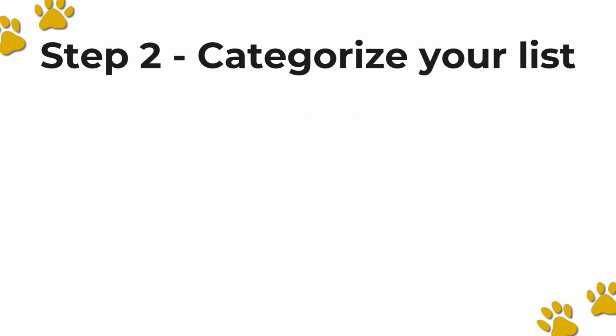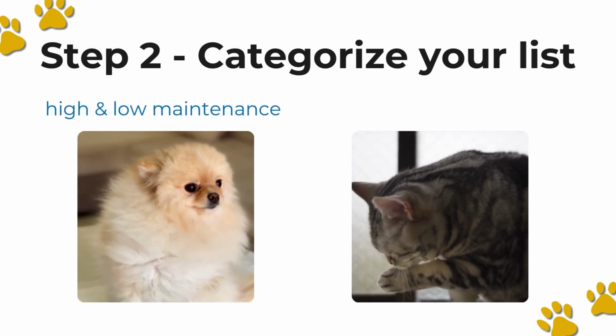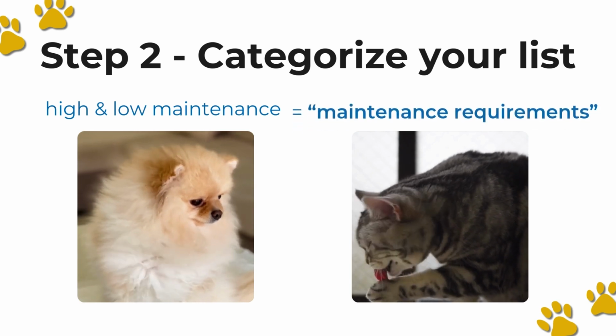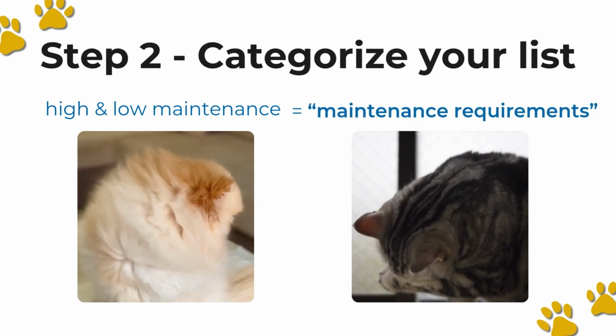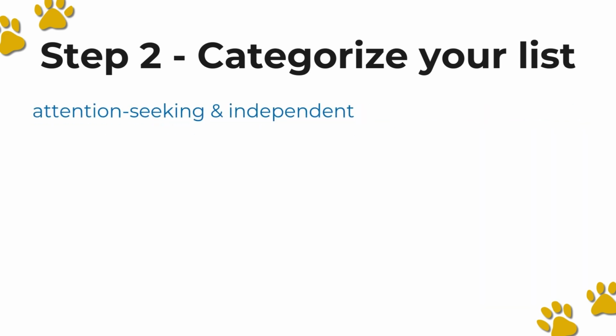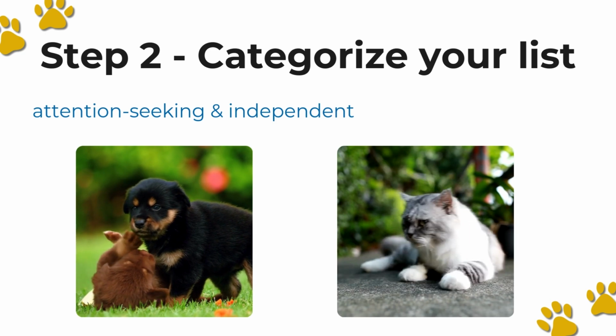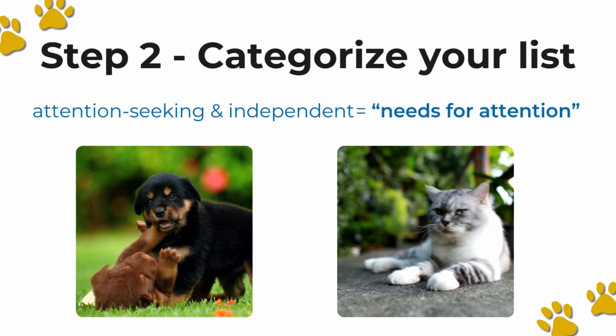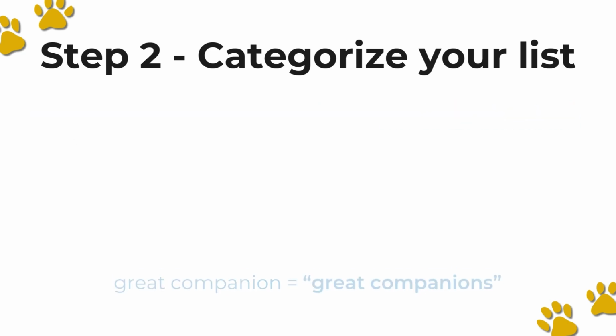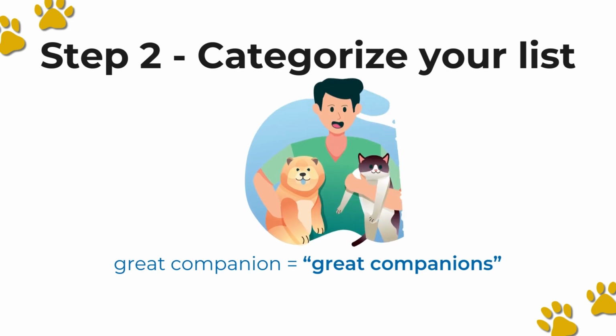For describing dogs and cats as high and low maintenance, the category could be maintenance requirements. We can categorize attention-seeking and independent as needs for attention. Lastly, we can say that they are both great companions without having to create a new category for them.